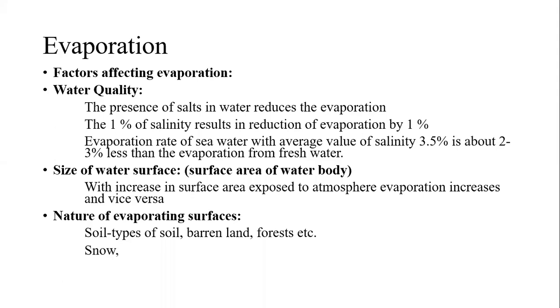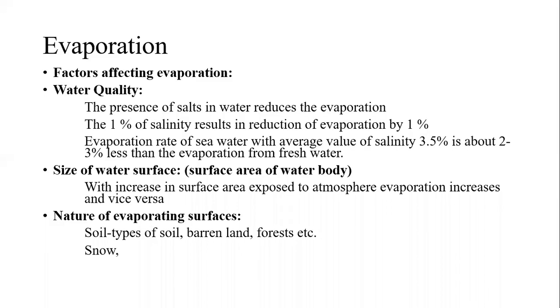The next one is the snow. If there is snow, it will be required to change phase to water first, and then there will be evaporation. It means that whenever there is a change in the surface from which the evaporation is going to start, there is a change in the evaporation rate also. Okay, so this is about evaporation and the factors affecting evaporation.